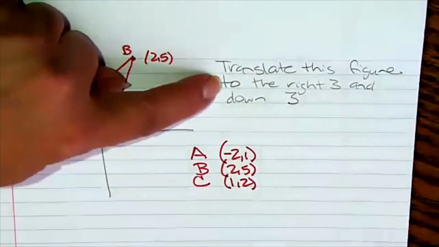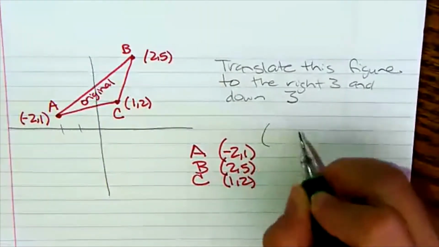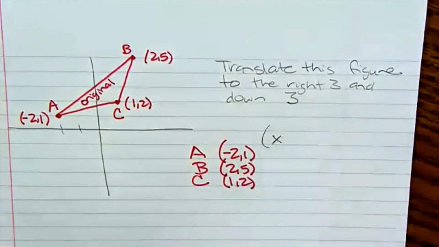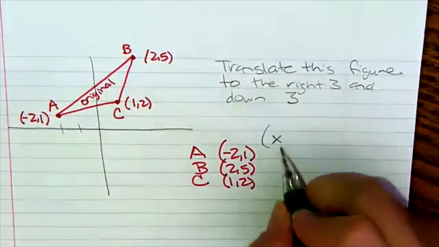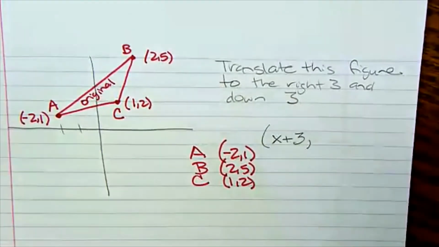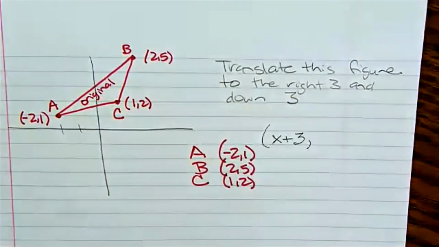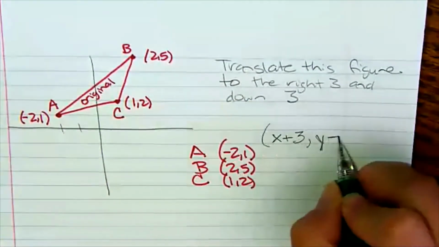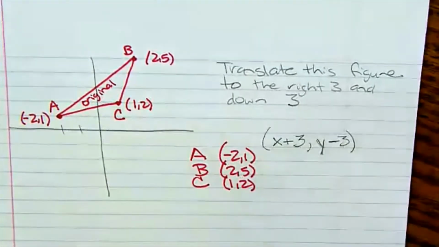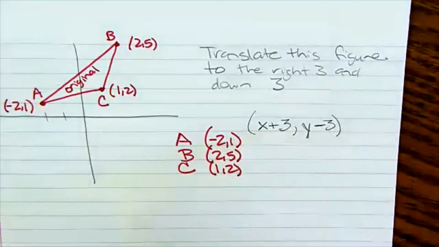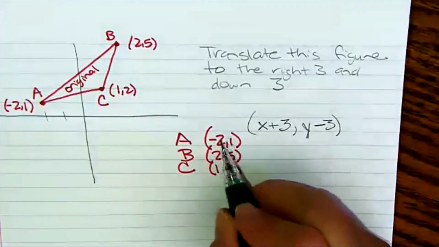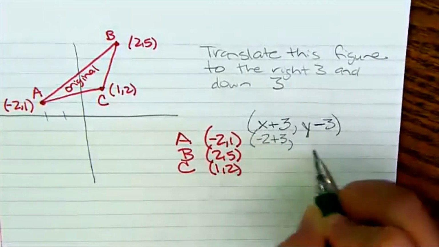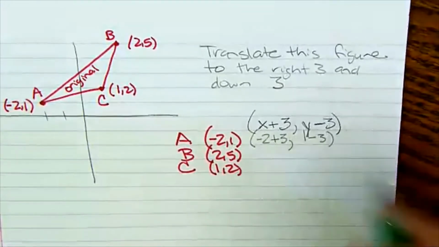They're telling us to translate this figure to the right 3. Left and right is my x-axis, so right means positive 3, and then down 3. Up and down is our y-axis, and down means negative 3. So this is our translation right here. Now we're going to substitute these points into here. -2 plus 3, 1 minus 3.